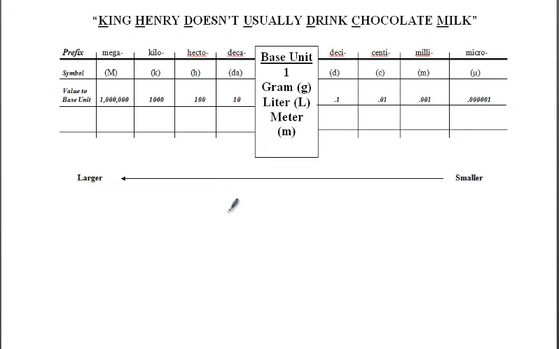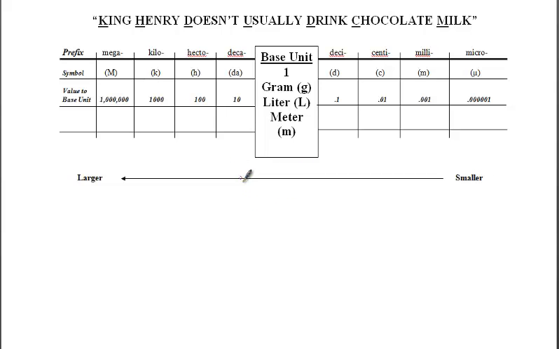All right, so we're still having some people having trouble with metric conversion, so hopefully this will be a little tutorial to help you down the line because it's something that we're going to have to do. We're going to start with our King Henry chart, and "King Henry doesn't usually drink chocolate milk" is a way for us to remember the order of the most common metric prefixes.